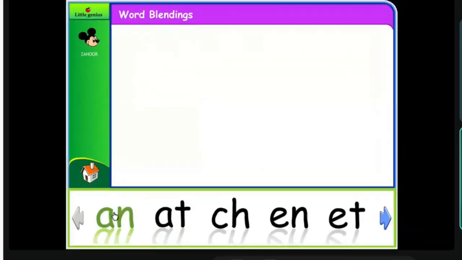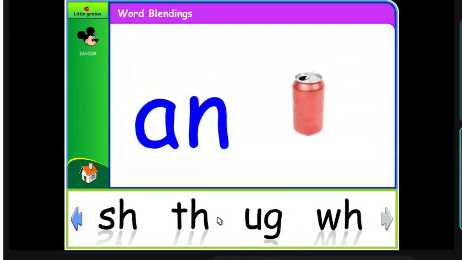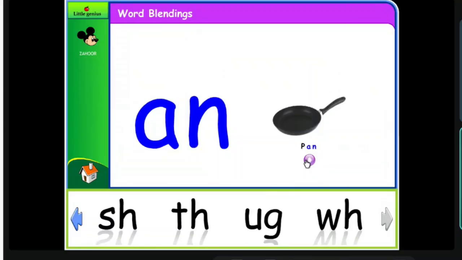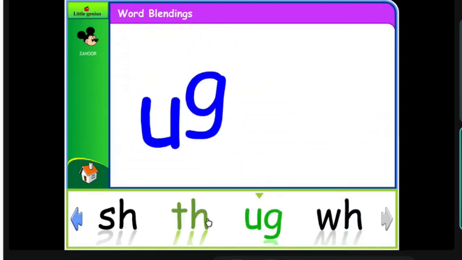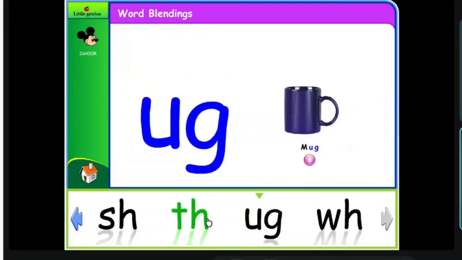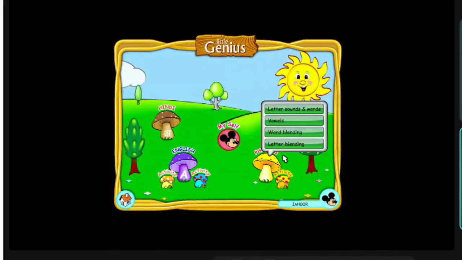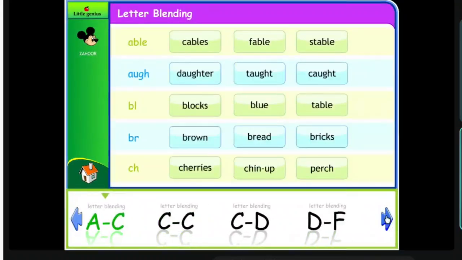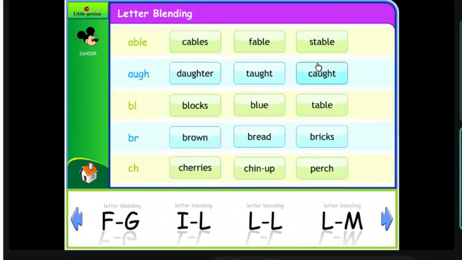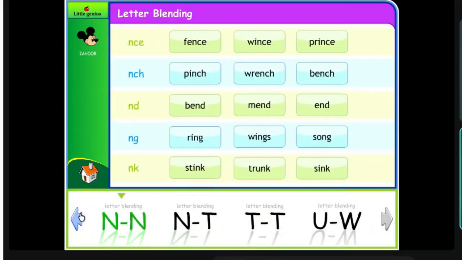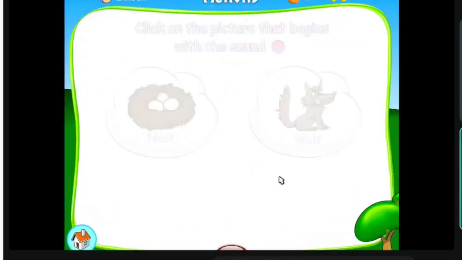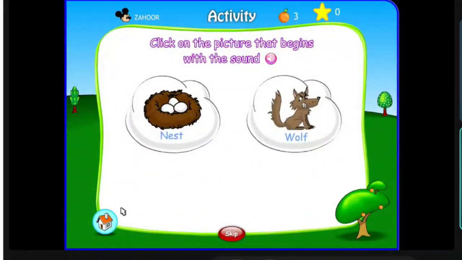Then another section is word blending. So this way, the next level of phonics is the comparisons, with hundreds and hundreds of letter combinations. Cables, fable, stable, daughter, taunt, caught, table, blue, blocks. Then all letter combinations are coming here. See, hundreds and hundreds of such words are there. Then activities follow, and many tests will be there.